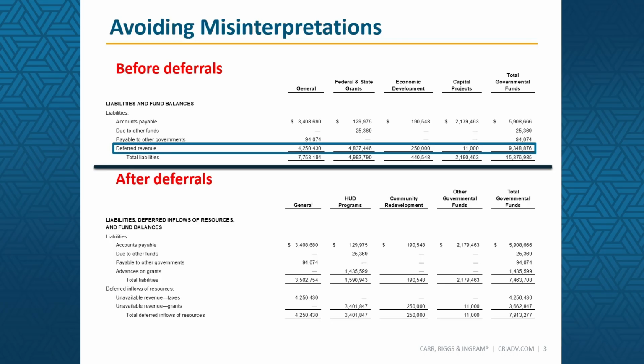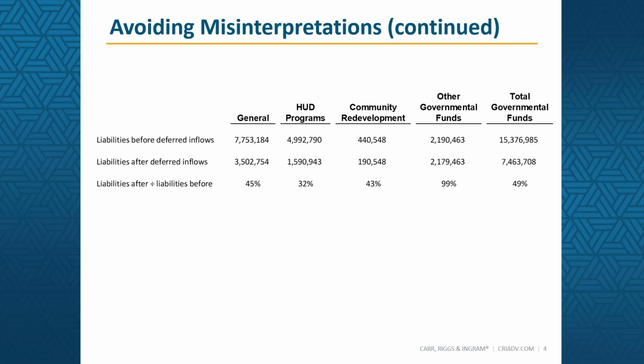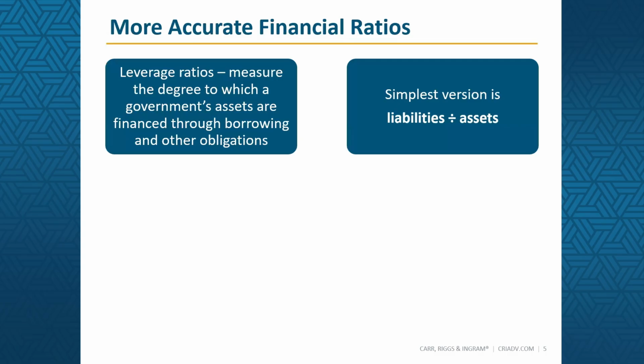Compare the amounts in this row for the deferred revenue liability with the line below for advances on grants. The $1.4 million advances on grants liability is the only thing contained in the deferred revenue amounts that actually was a liability. The rest of the amounts were really deferred inflows. Take a look at the liability amount with and without the deferred inflows included. The actual liabilities for the governmental funds in total were only half of what was being called a liability, 49%. Differences of that magnitude can greatly affect our views on the financial health of a government.